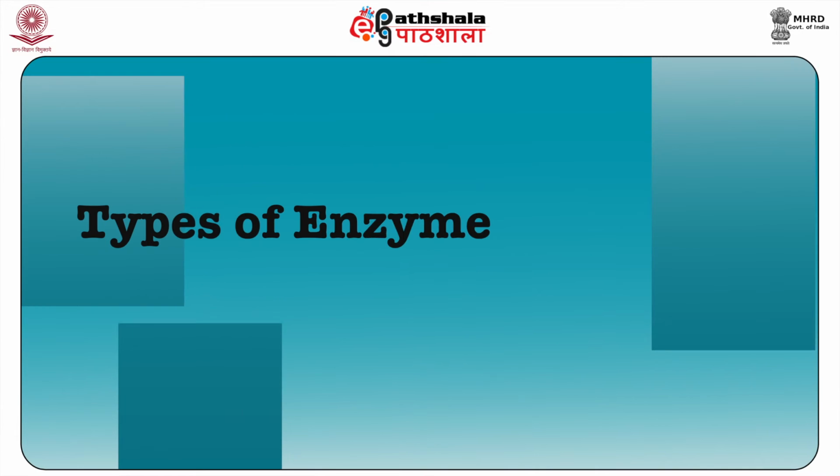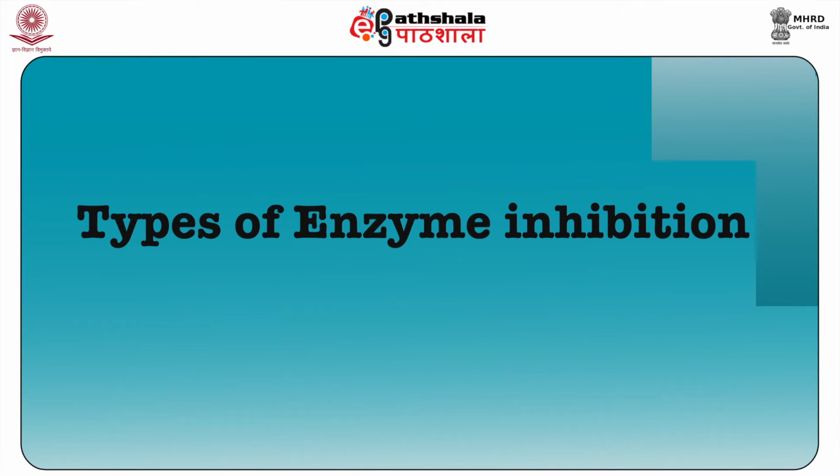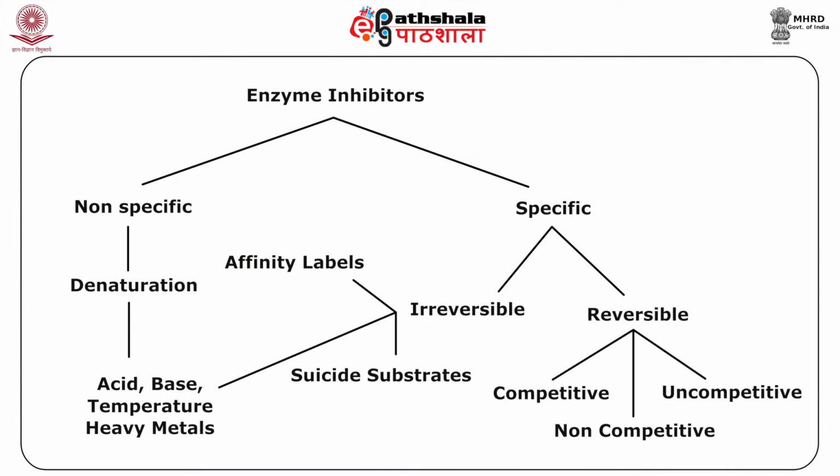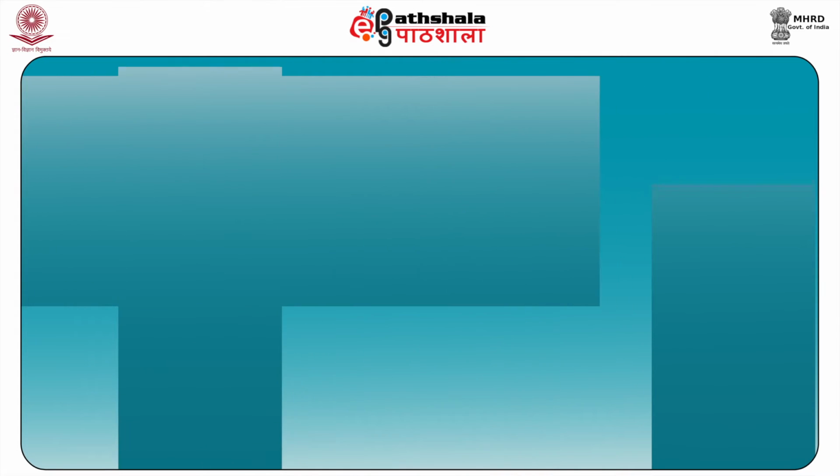Now let us study various types of enzyme inhibition. Enzyme inhibitors are molecules that interact in some way with the enzyme to prevent it from working in the normal manner. There are a variety of types of inhibitors including non-specific, irreversible, reversible, competitive and non-competitive binding. Poisons and drugs are examples of enzyme inhibitors.